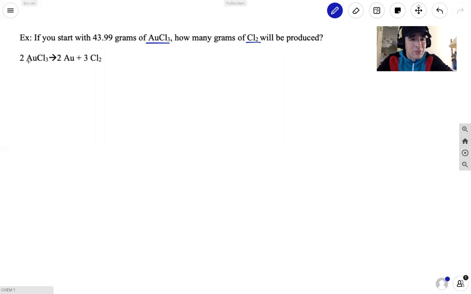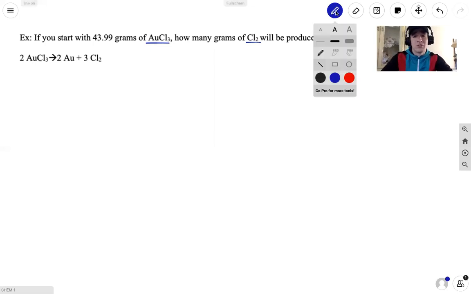So this is the equation we have here. 2 moles of aluminum trichloride will give us 2 moles of gold. I'm sorry, I don't know why I'm saying aluminum, my bad. Gold trichloride, and dichloride. So if we have 2 moles of gold trichloride, that'll give us 2 moles of gold plus 3 moles of dichloride, this Cl2 that we see here. So before we do this problem, for all these problems, you're going to use what's called a mole ratio. We went over this a little bit in class, but let's review it real quick.